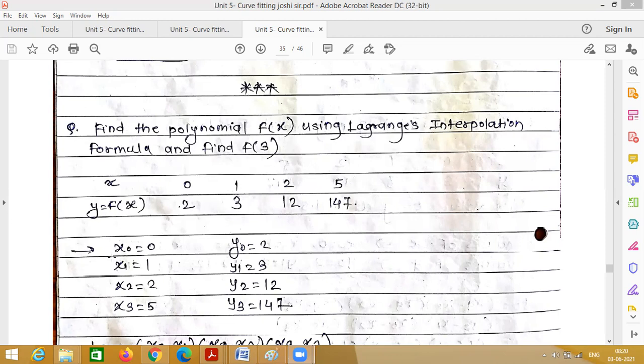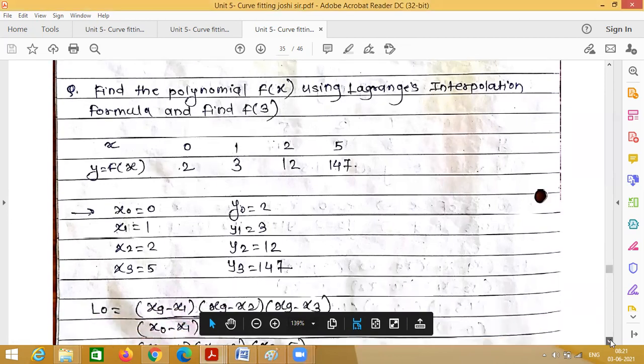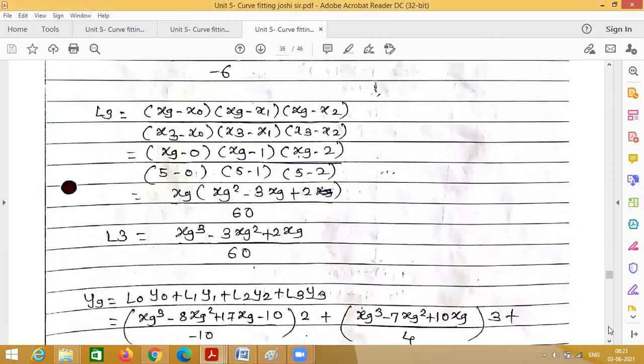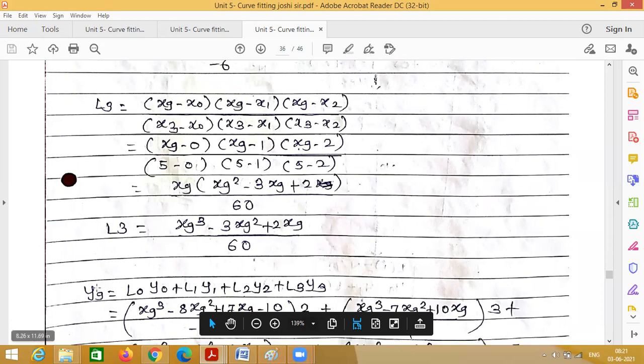First thing, you need to write all the set of data points. We have 4 readings, so we have x0, x1, x2, x3. In the same way we have the corresponding readings y0, y1, y2, y3. Then to find the value of the function using the Lagrangian method, we have the relation: the value of the function is equal to L0 into y0 plus L1 into y1 plus L2 into y2 plus L3 into y3. When you put the values of L0, L1, L2, L3, y0, y1, y2, y3 in this formula, you will get the value of the function.